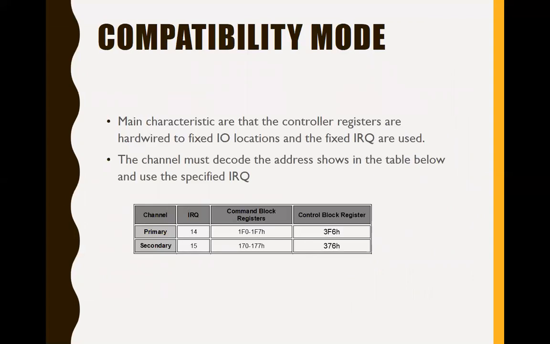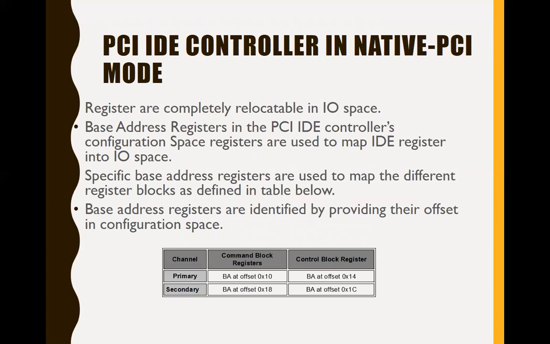In compatibility mode, the main characteristics are that the controller registers are hardwired to fixed input-output locations and a fixed hierarchy is used. In the table, you can see the primary channel and the secondary channel, and their hierarchy: command block register and control block register. In native PCI mode, registers are completely relocatable in input-output space. And we have two channels, primary and secondary, and the command block register and control block register too. Base addresses of the other registers are identified by providing their offset in configuration space.